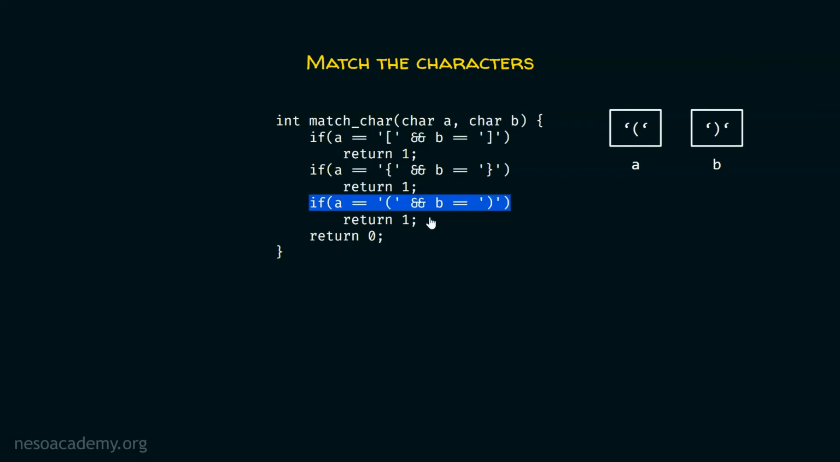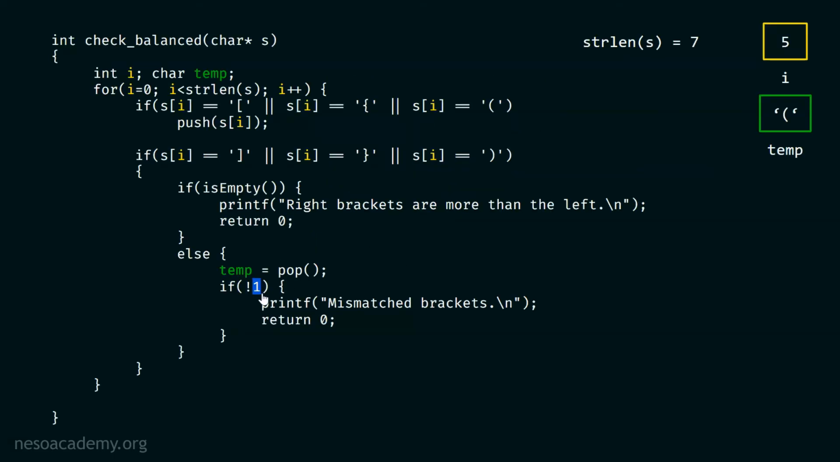Okay, we know that there is a match, we must return 1, which means that here we will receive 1. And 1 means true. We know that 1 means true, not of true is false. Therefore, this condition is not satisfied. We must not print this message mismatch brackets. As simple as that. It is clear, isn't that so?